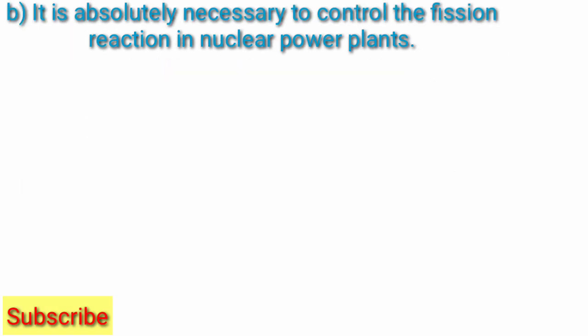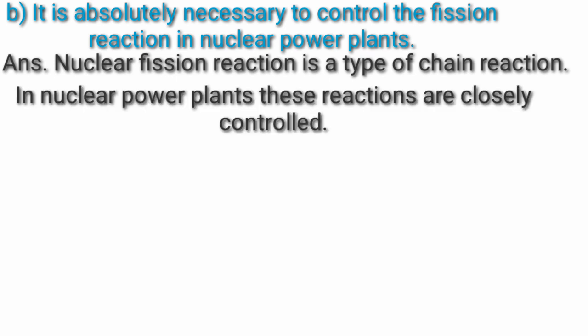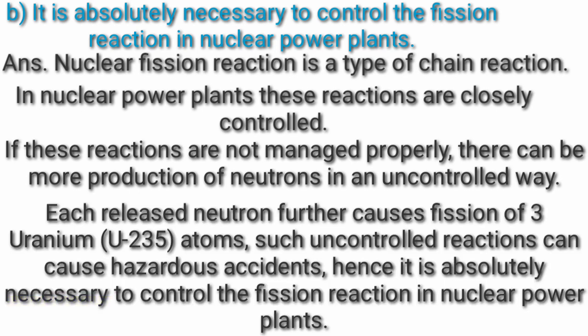B. It is absolutely necessary to control the fission reaction in nuclear power plants. Answer. Nuclear fission reaction is a type of chain reaction. In nuclear power plants, these reactions are closely controlled. If these reactions are not managed properly, there can be more production of neutrons in an uncontrolled way. Each released neutron further causes fission of three uranium U-235 atoms. Such an uncontrolled reaction can cause hazardous accidents. Hence, it is absolutely necessary to control the fission reaction in nuclear power plants.